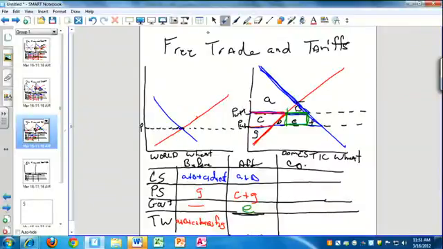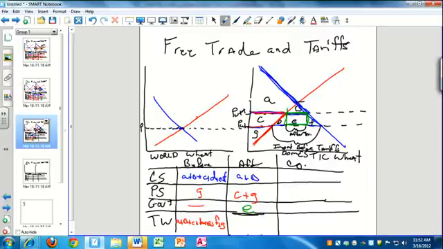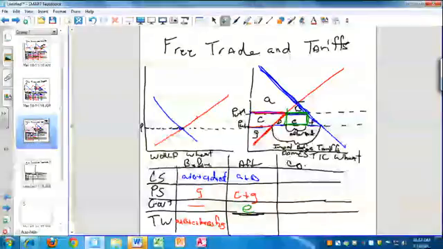This difference here between the consumer and producer surplus, this is the import before tariffs. That quantity. This is after tariffs. I know it's kind of hard to see, but that's what you heard me say.